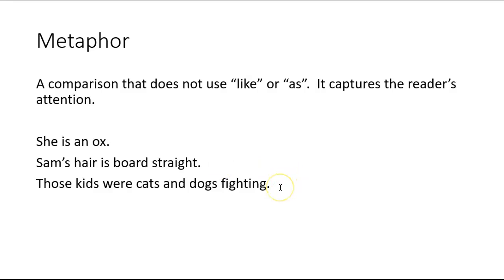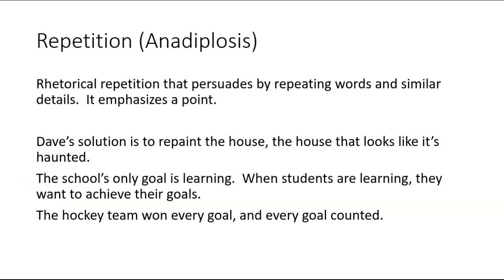And then our final example, those kids were cats and dogs fighting. So we don't use the word like or as here to make that comparison between the way that the kids were fighting and the way that cats and dogs are fighting. All right, that's metaphor. Let's take a look at repetition, which is sometimes called anadiplosis.